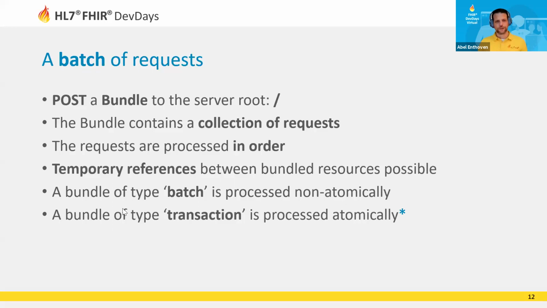There's also a difference between batches. They're both called batch, but one has a type batch and it is processed non-atomically. That means that most servers will be able to do that. And so the request is processed non-atomically. It means that if one fails, the other will probably go through. So that's not very handy, to be honest. So I would always recommend to use a type transaction, which is processed atomically.